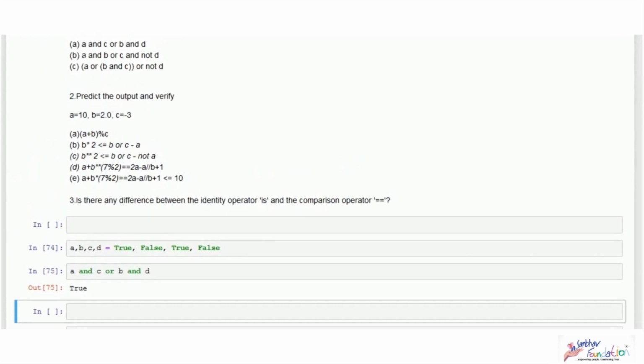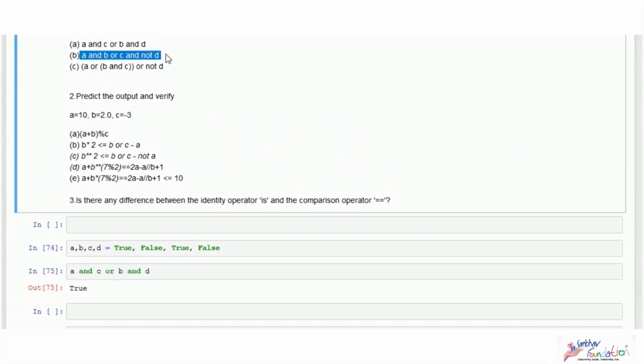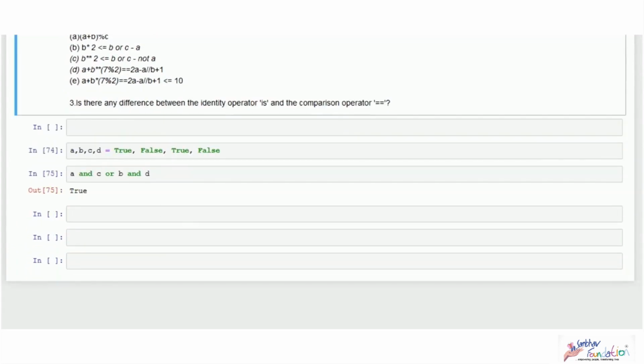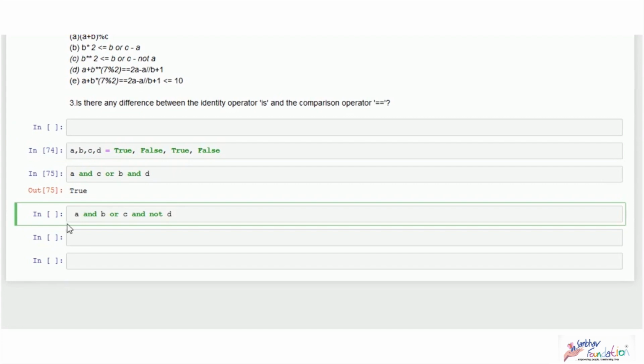Let's go to the second case. A and B or C and not D. So again, we don't have any brackets, we only have AND, OR and NOT. So first AND is executed, as in first A and B. So A is true and B is false. True and false is false. Then we have another AND over here.